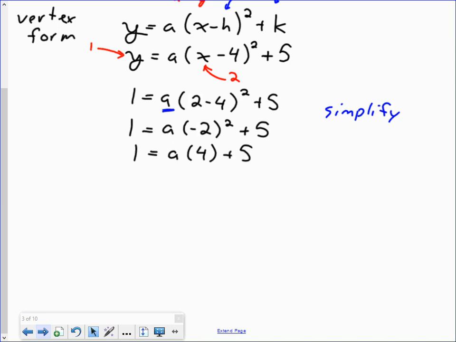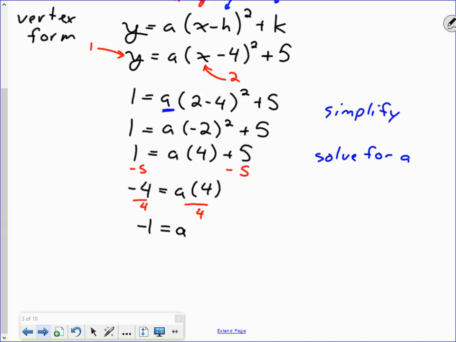And then once I've got it to this point here, I can solve for the value of a. I can subtract 5 from both sides to get negative 4 is a times 4, and then I can divide both sides by 4 to get a is going to equal negative 1. All right. And that a value was the last piece missing from my equation here.